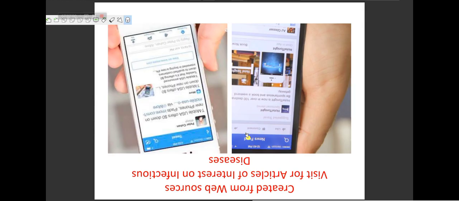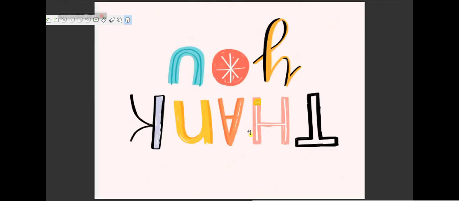So we should read up on it from web sources and visit articles of interest on infectious diseases. You can search for infectious diseases, right?